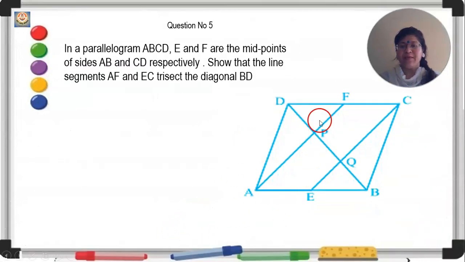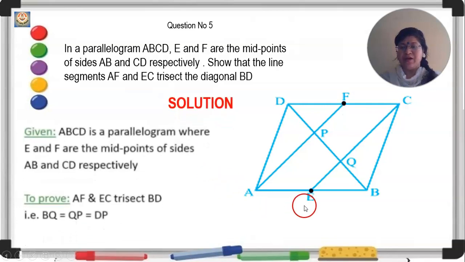In parallelogram ABCD, it is mentioned that E and F are the midpoints of AB and CD. So I've put a black dot out here, a point indicating E is a midpoint of AB and F is a midpoint of CD. You have to prove that segment AF and segment EC trisect DB. The meaning of trisecting DB is you have to prove that DB is divided into 3 equal parts. That is DP equal to PQ equal to QB.